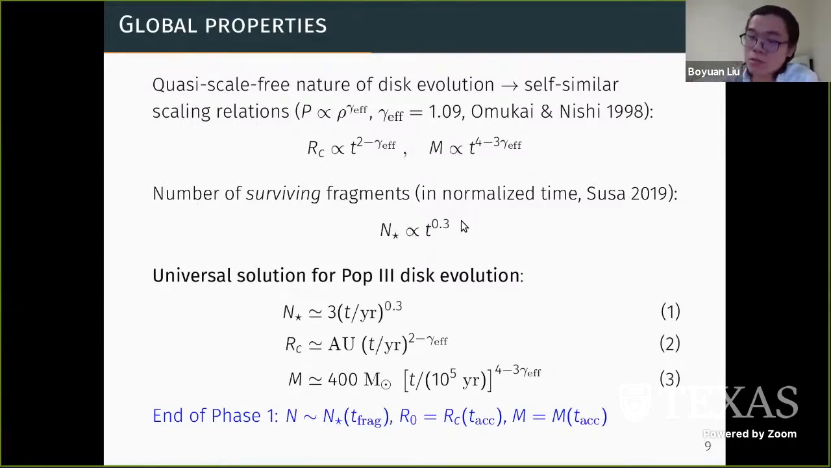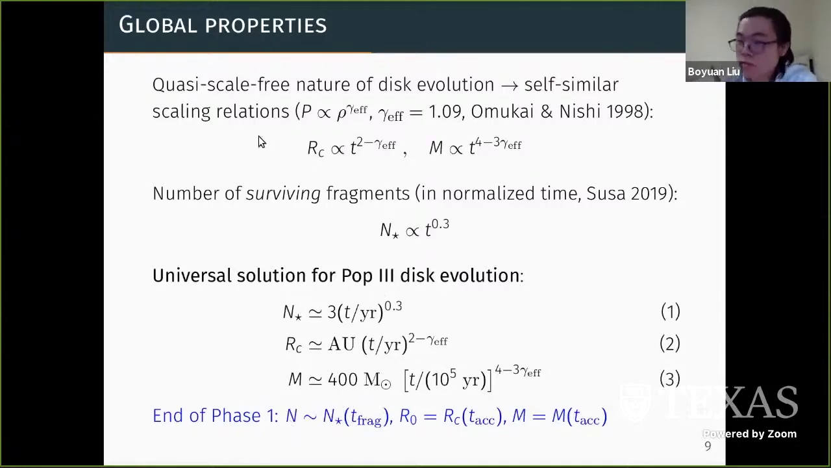And it turns out that most small-scale simulations are consistent with one universal solution for Pop III disk evolution, shown here. With this universal solution, we can associate the global cluster properties at the end of phase 1 with two timescales. First, the fragmentation timescale tells us when the number of fragments is saturated.